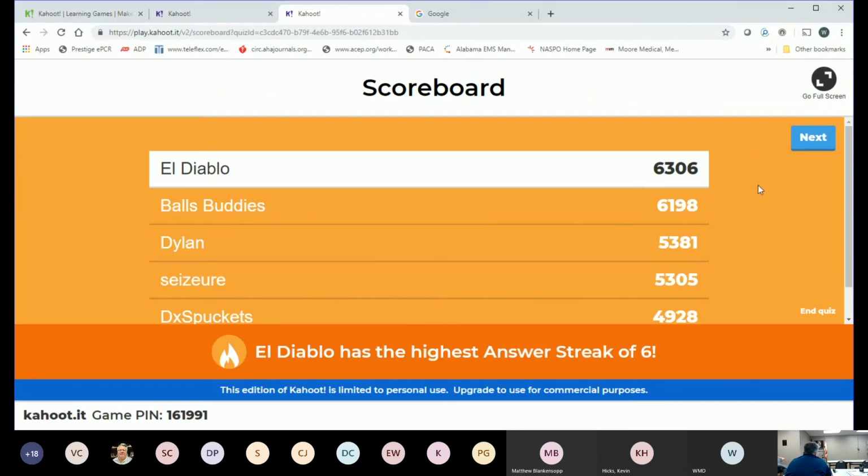El Diablo, strong move, taking the lead. Ball's buddies, still first losers.